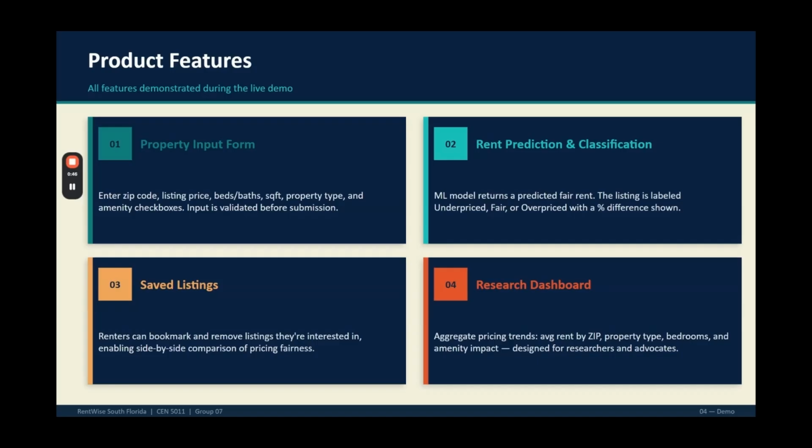We also added a saved listings feature so you can save any listings that you put into the application itself, and users can bookmark what they want to save for later if they think it's a good price or overpriced, or whatever reasons they might have. And lastly, there's a research dashboard which shows trends like rent by zip code, property type, bedroom count, things like that.